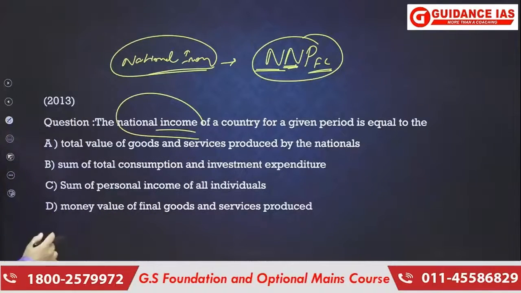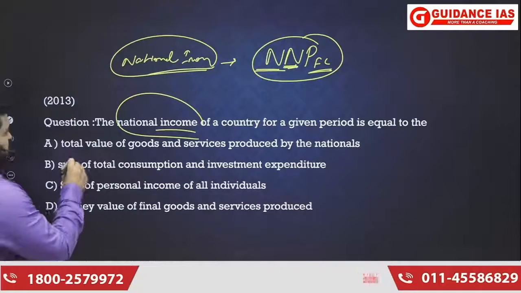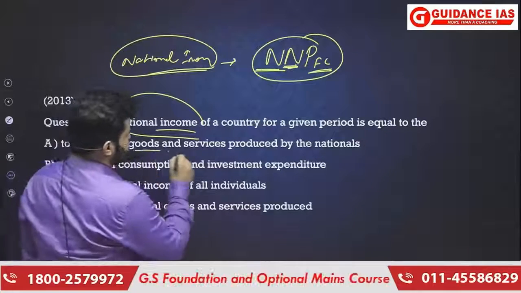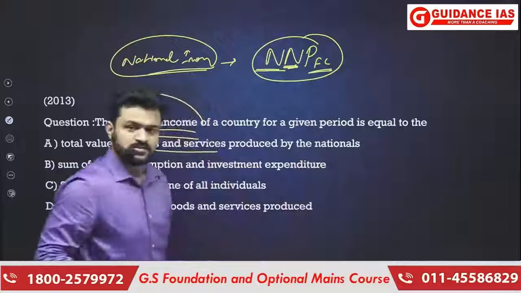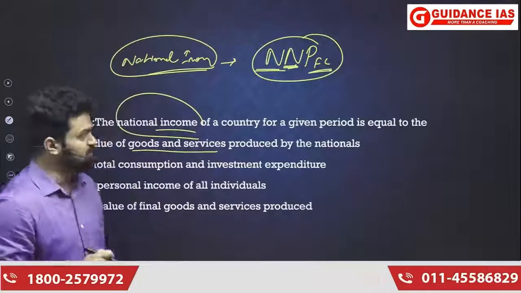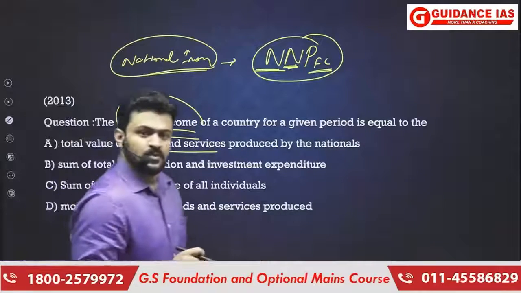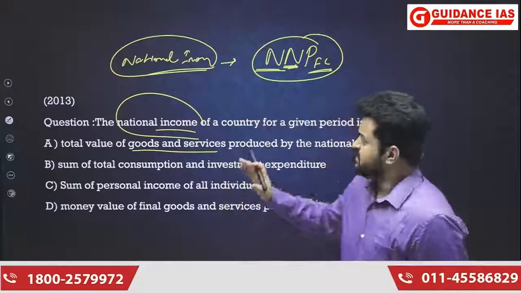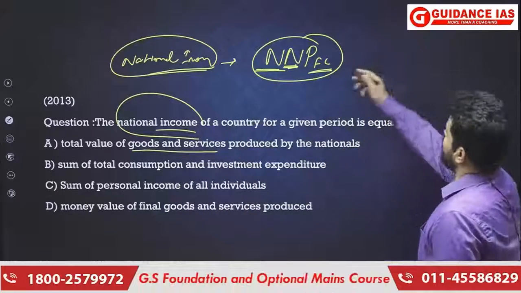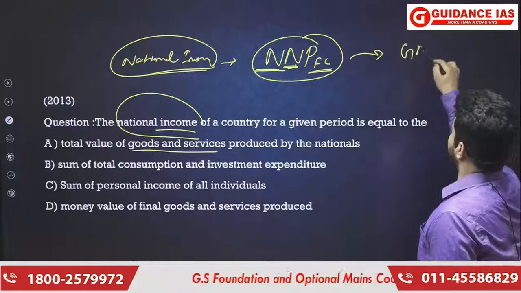Now let us see the alternative: it is the total value of goods and services produced by the nationals. If you recall the definition that we have covered, what was national income? National income is net national product. Now, how is this different from GNP?